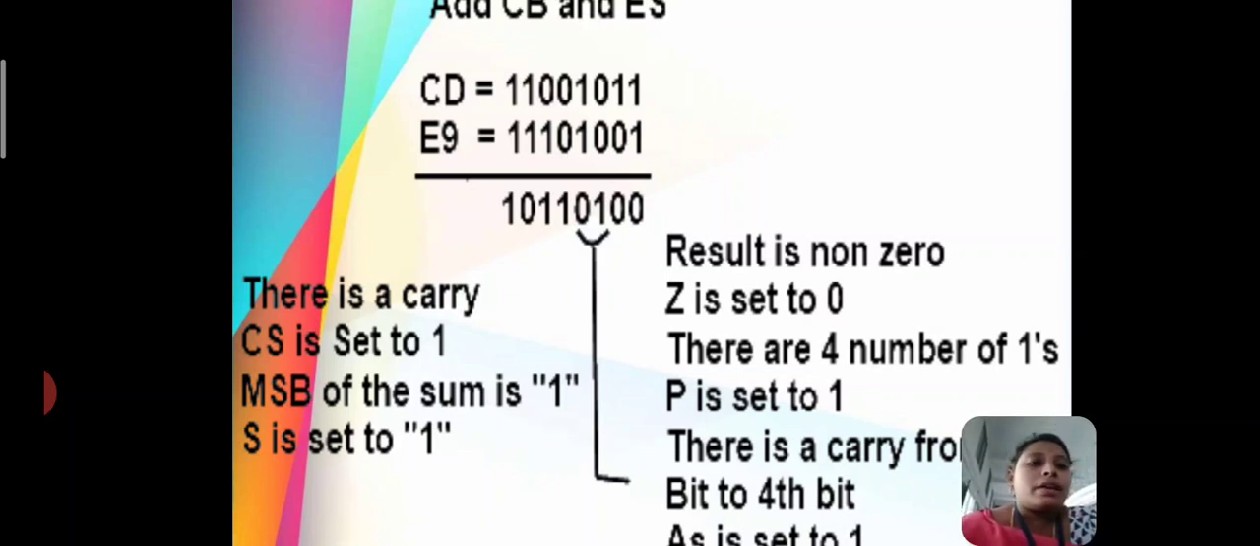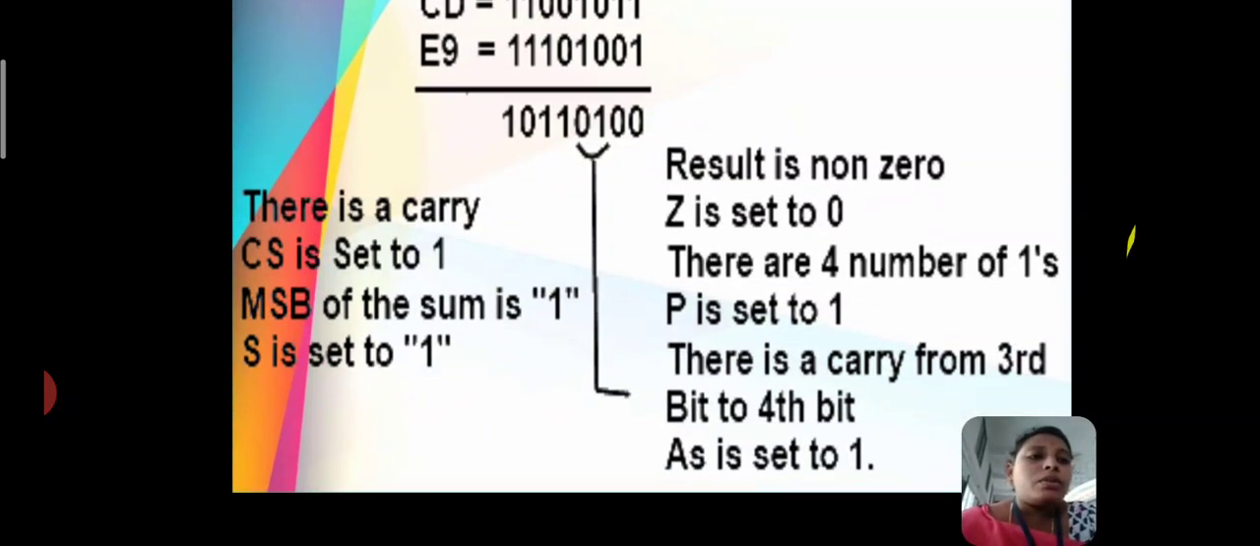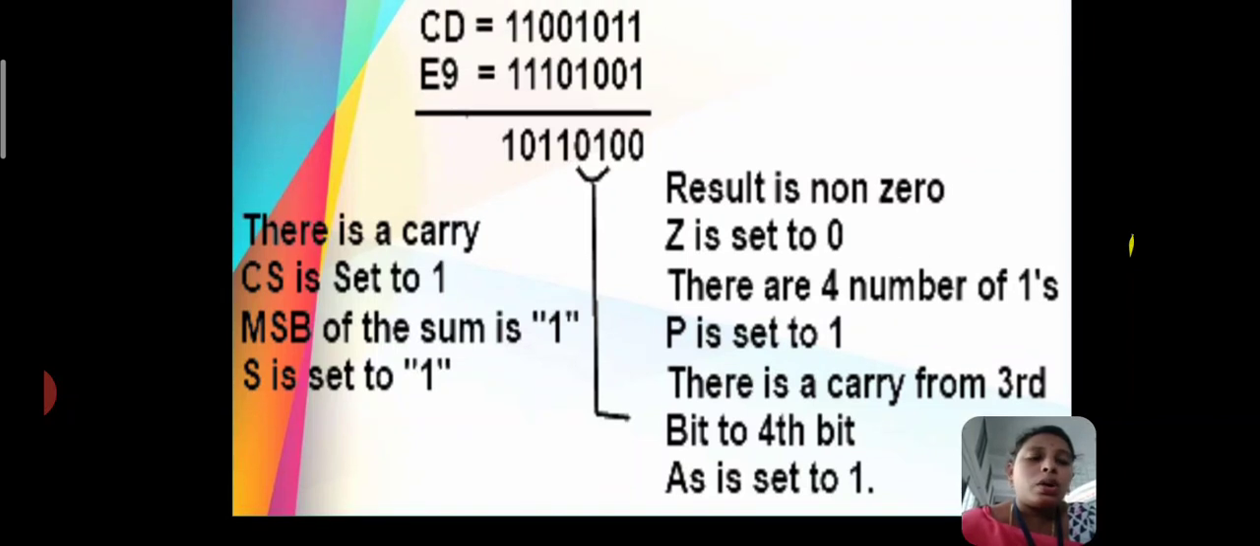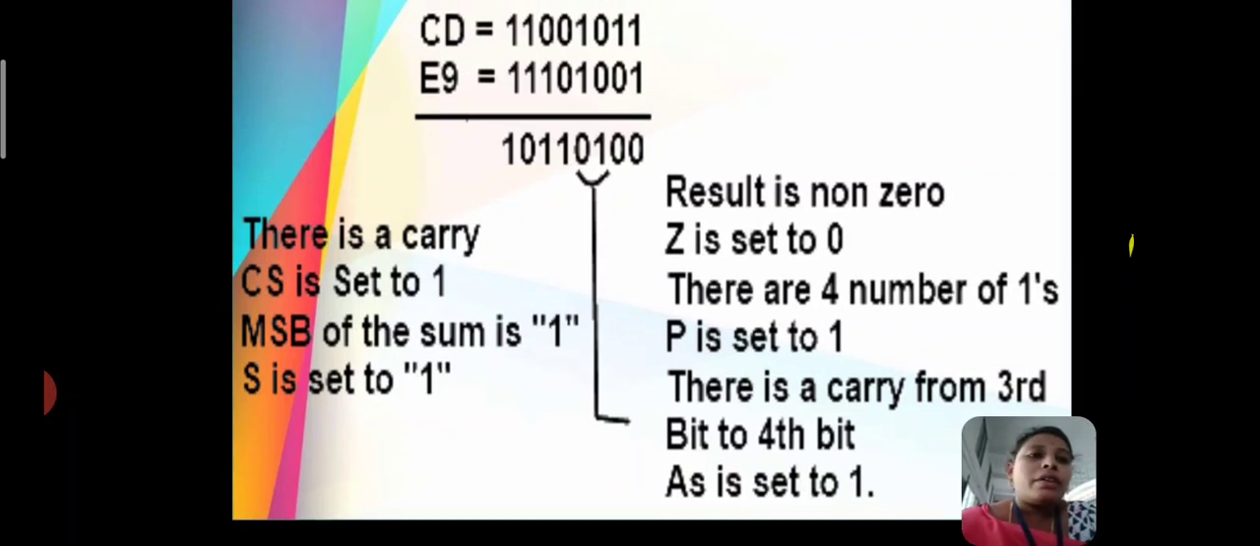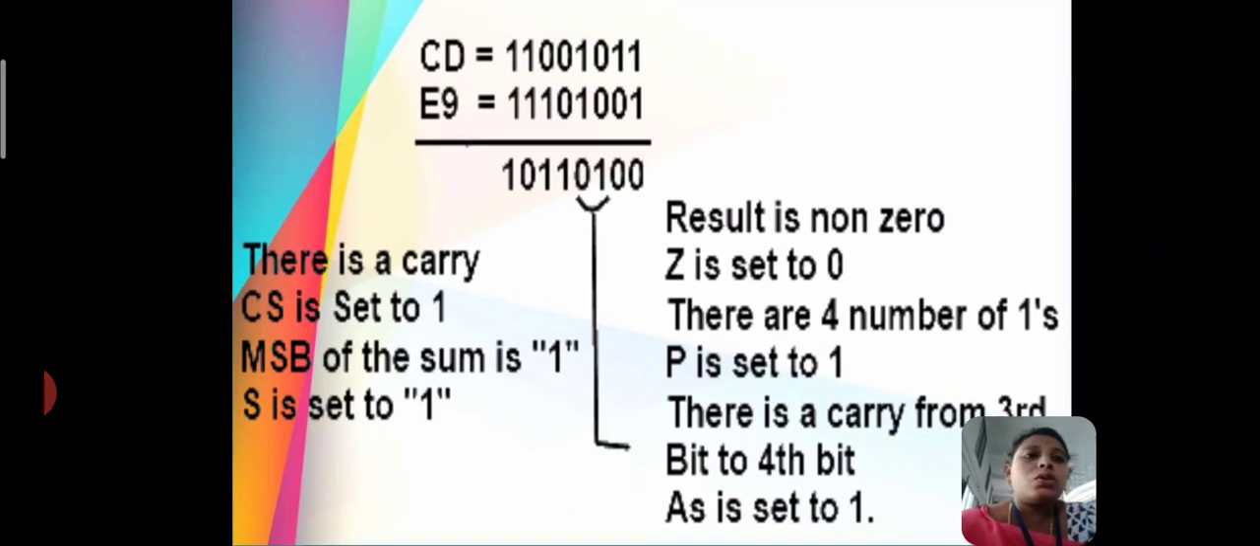Next, auxiliary carry flag. There is a carry from the 3rd bit to the 4th bit, or from the lower nibble to the upper nibble. So the auxiliary carry flag is set to 1. Here we see the arrow mark, auxiliary carry flag.